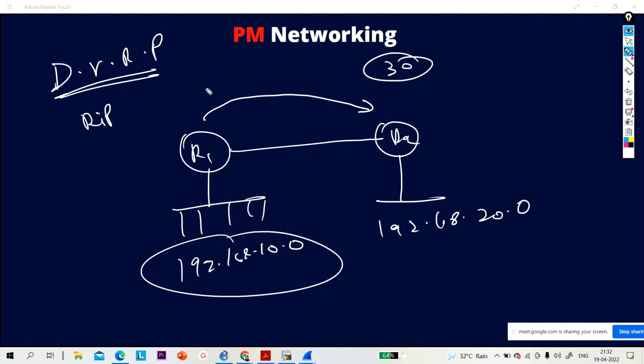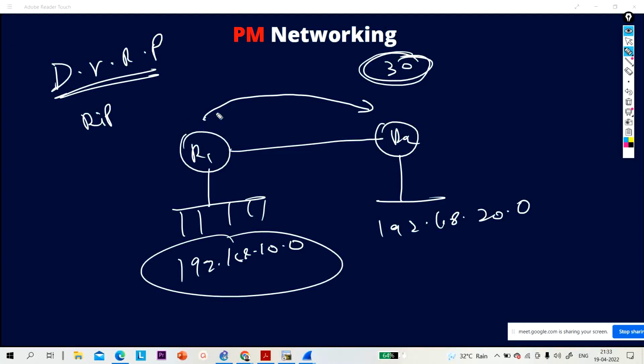What is the logic of sending this? Not a keep alive message, right? R1 and R2 will not send any keep alive message in RIP. They will never check whether their neighbor is up or down. They will share an update every 30 seconds. Is this a problem or not?